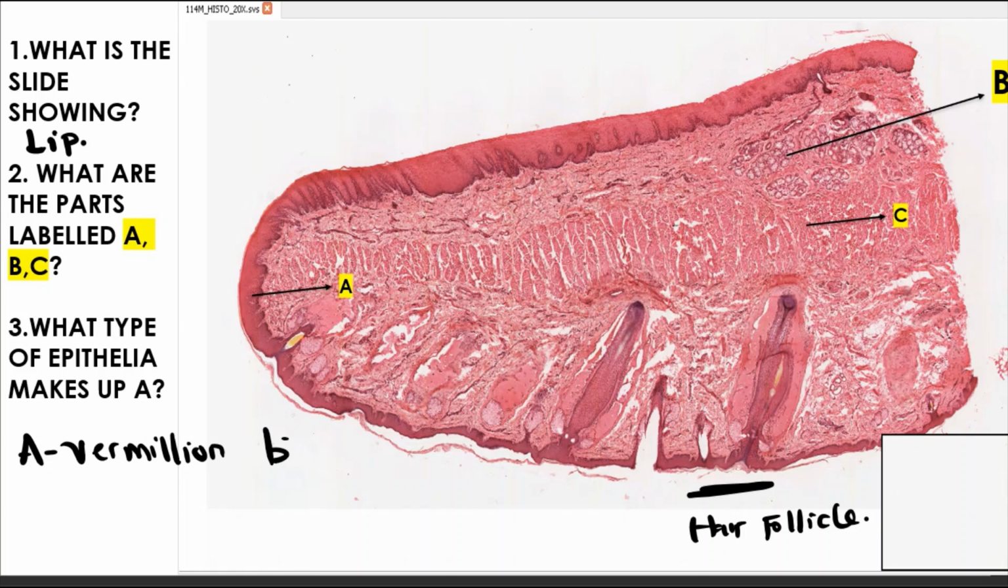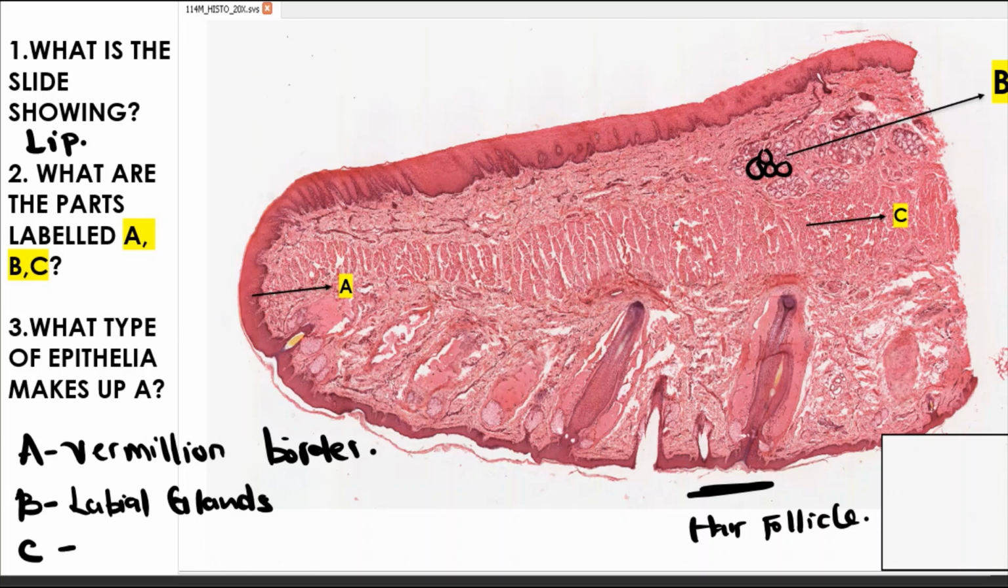The vermilion border has got a very thin epidermis, and it is partially keratinized. Thin layer of keratin, and it has a lot of dilated blood vessels, so it appears red. B, these here, these are glands that are found in the lips. So they are called labial glands.